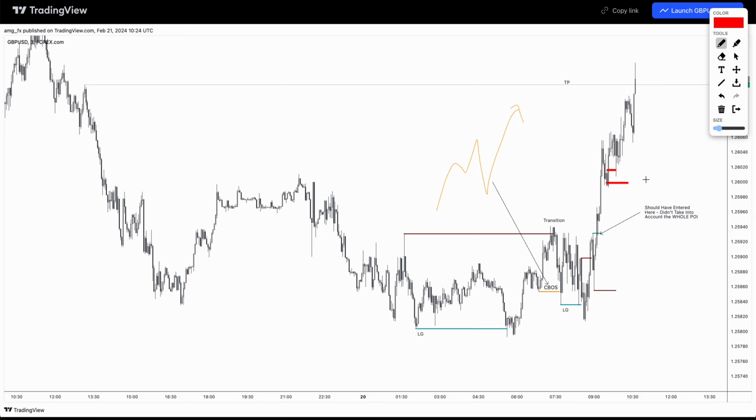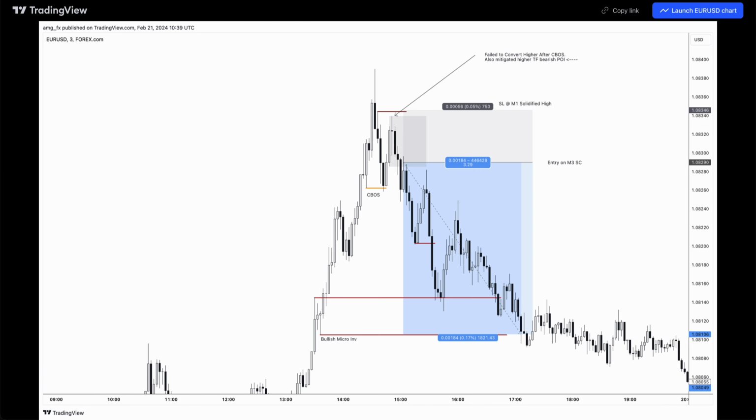Could have scaled in here, but bit chasey in my opinion, and obviously you're buying within a premium market, which you don't want to do. You want to be buying in a discount market. Cool.